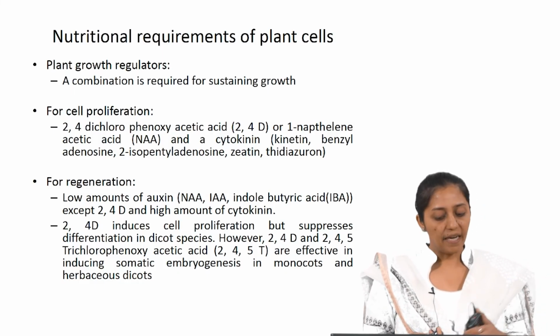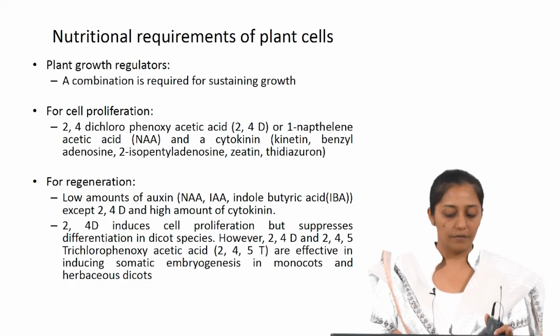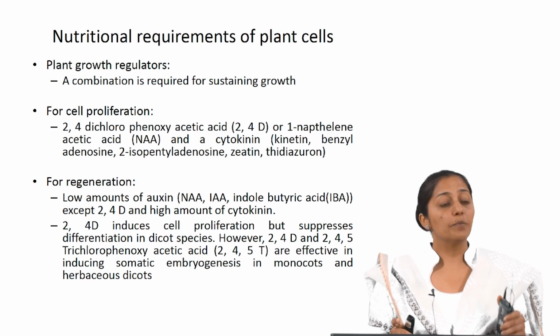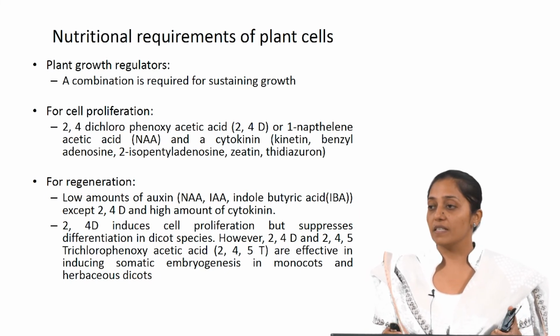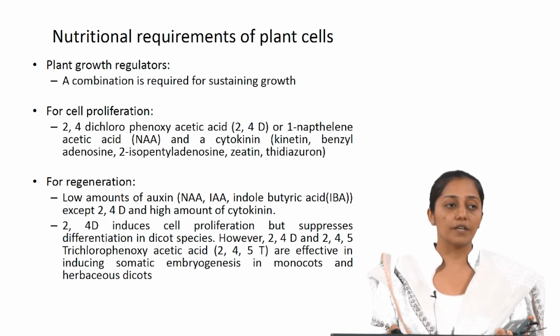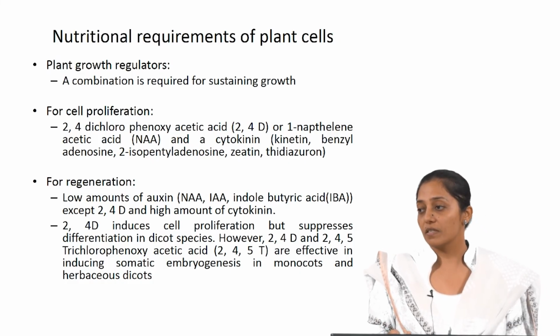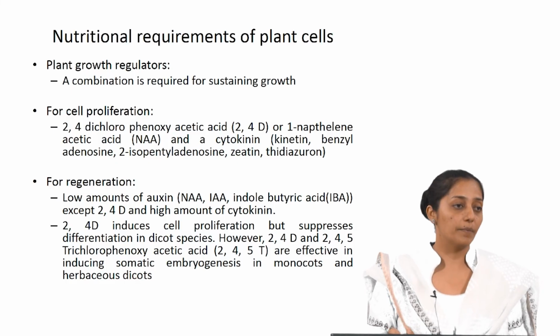2,4-D in dicots induces cell proliferation but suppresses differentiation. While in monocots and herbaceous species, it has been found that high concentrations of 2,4-D can lead to morphogenesis or organogenesis, thereby leading even to somatic embryo formation.